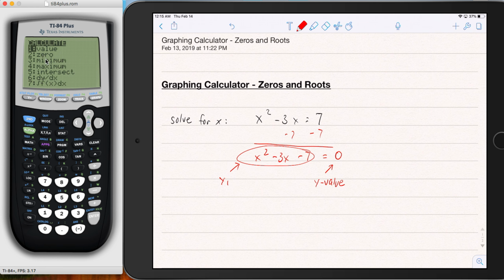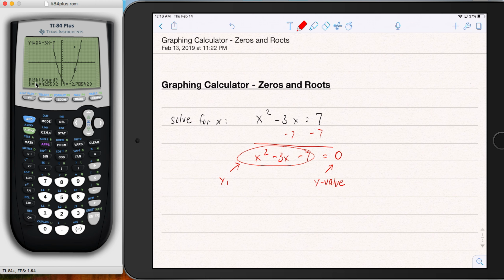So I'm going to go to second, trace, which is calc. And then you see that 0, this is where we are trying to find our roots or our x-intercepts right there. So 0, now it's going to ask you 3 questions. Left bound: pick a value that's left of the root or the 0 that you're looking for. So let's say I'm looking for this one, right? So am I on the left side of this root? Yes. So I'm going to press enter.